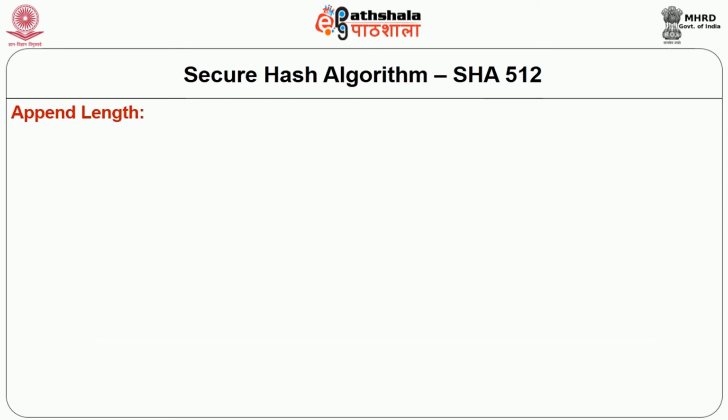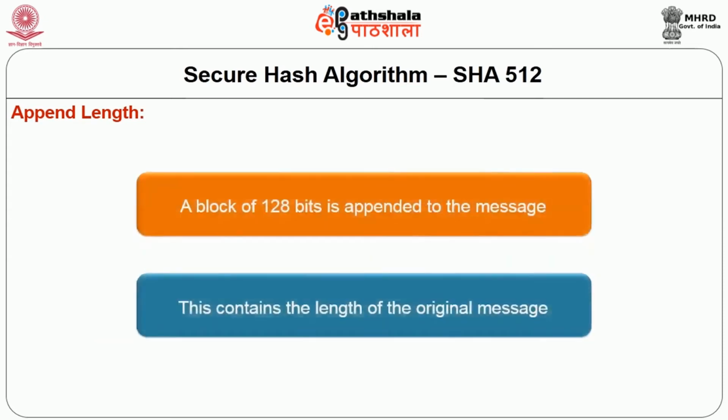Step 2, append length. So now we are ready with a message, that too a padded message. What we need to do next? Append the length of the original message, because the receiver would not have knowledge of what the length of the original message was. For that, a block of 128 bits is appended to the message. Those 128 bits contain the length of the original message. The second step is also clear.